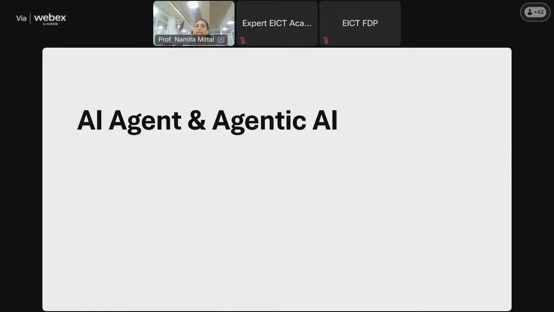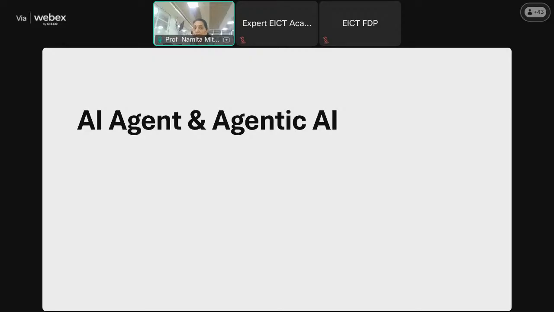Now let's come to the AI agent and agentic AI. So you must have heard the name generative AI, AI agent, and agentic AI. So far we have seen what is generative AI. It means it generates the new thing. It creates the videos, it creates the images, it creates the text, and everything, the new thing is being created with the generative AI.